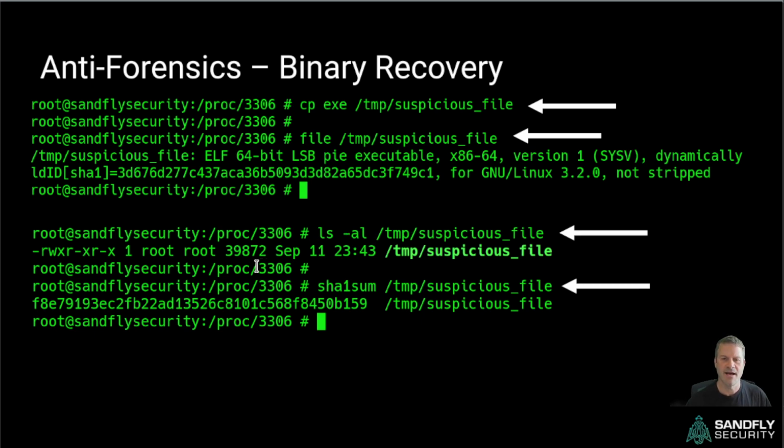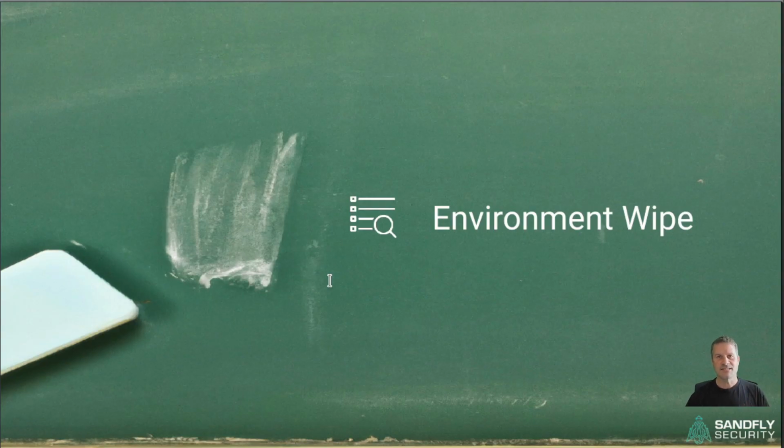I can do ls -al. I can see it's a 39K file. Again, this BPFDoor was simple, focused, and highly efficient. It's not using up a lot of memory, right? So 39K, pretty small package. I can run a SHA-1 sum on it. I can do anything to that file that you would any other file on Linux. It's a real file at this point. I've easily recovered it. Now, the next thing this binary did after it executed itself is it erased its environment.